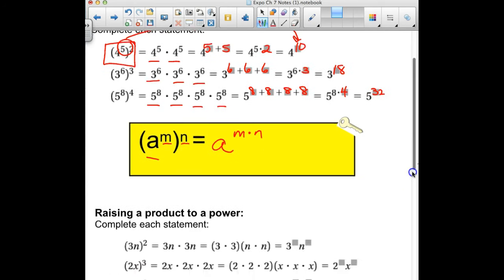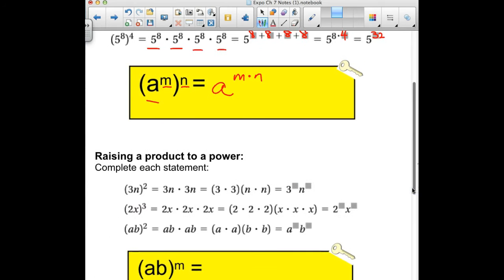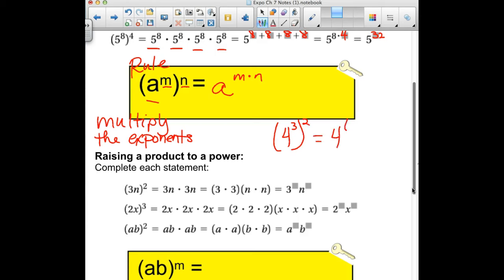All right, so on your packet, you have this as your rule. In words, we are going to say we multiply the exponents. And one of our examples, we could say something like 4 cubed squared would be 4 to the 6th power.